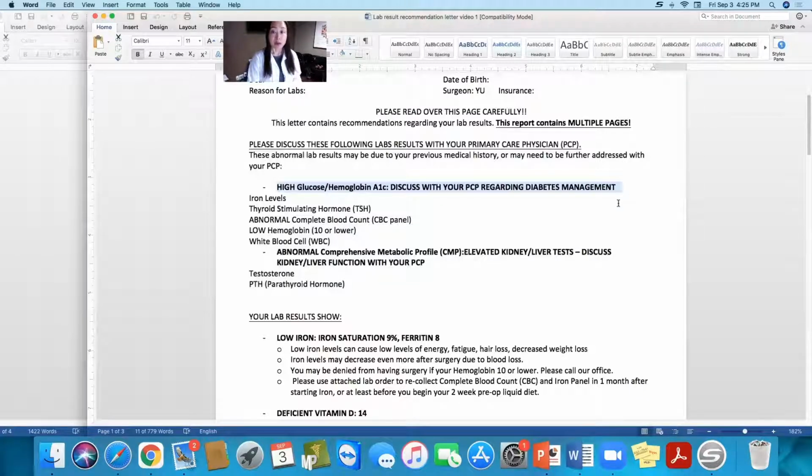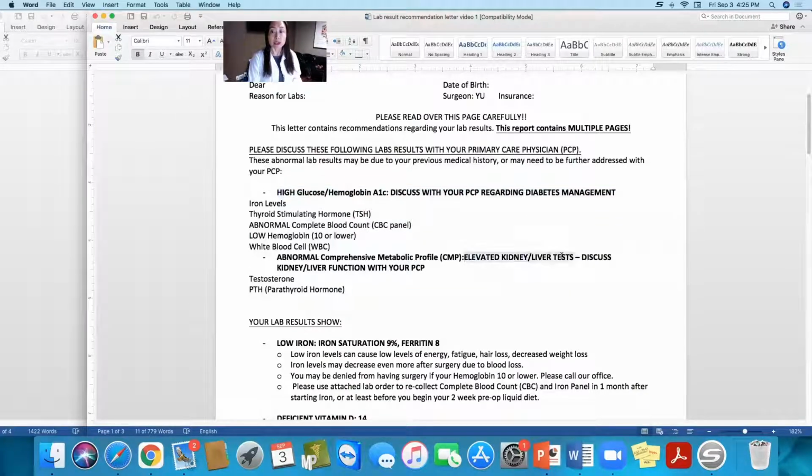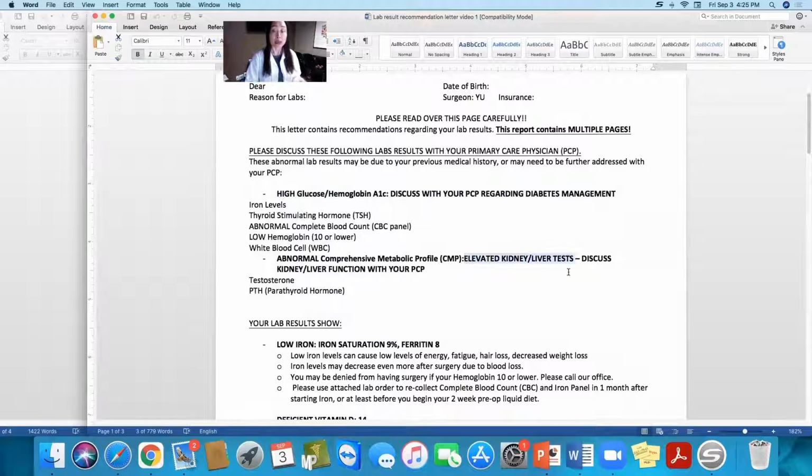Another lab that may pop up is your kidney levels and your liver levels might be abnormal. Abnormal just means out of range. This doesn't necessarily mean that you have kidney failure or cirrhosis of the liver or liver disease. All this means is that they were out of range, and you should discuss your kidney function and your liver function with your PCP to see if it's something, again, that they just want to monitor or if they want to investigate further. So please don't be alarmed if you have numbers that show up in this section.